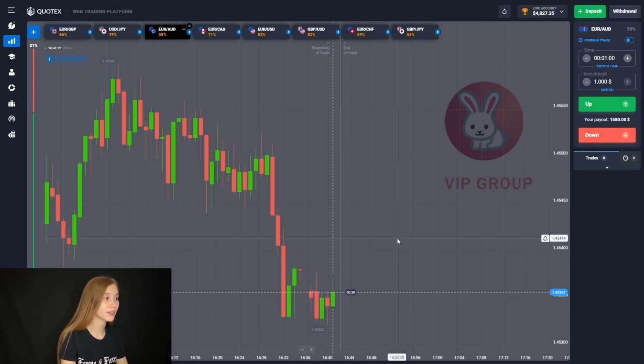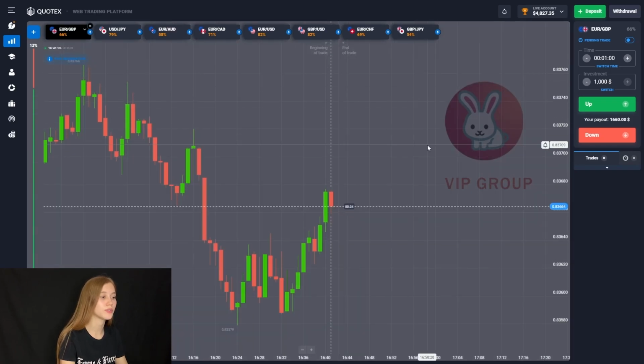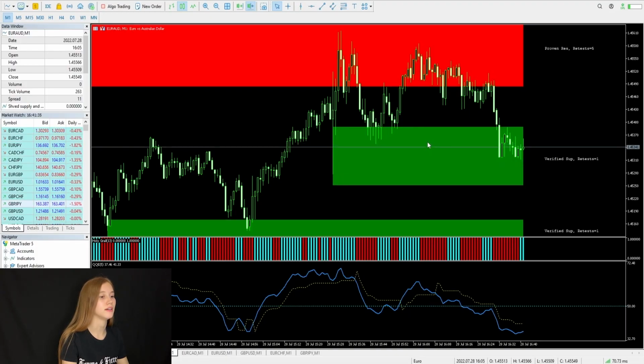You also see perfectly well that everything is easy. You need to look at the support zones and resistance zones, and look at our auxiliary indicators, the price indicator, and everything will be fine.